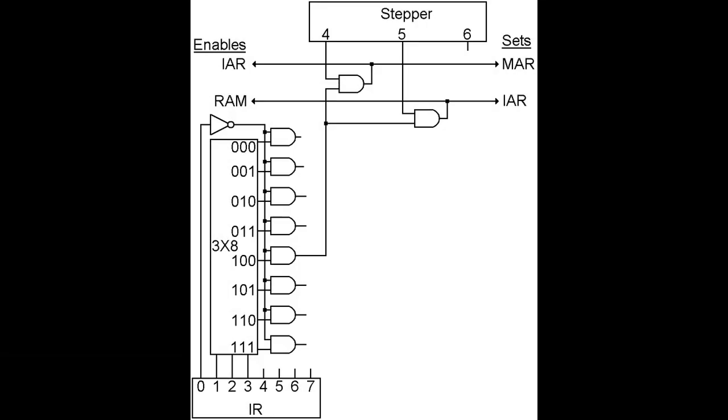During step 4, it enables the IAR, which has already been incremented to point to the address byte, and sets it to MAR. Then, in step 5, it takes the contents of RAM at MAR, which is in fact our address byte, and sets it to the IAR, thereby redirecting the rest of the program.